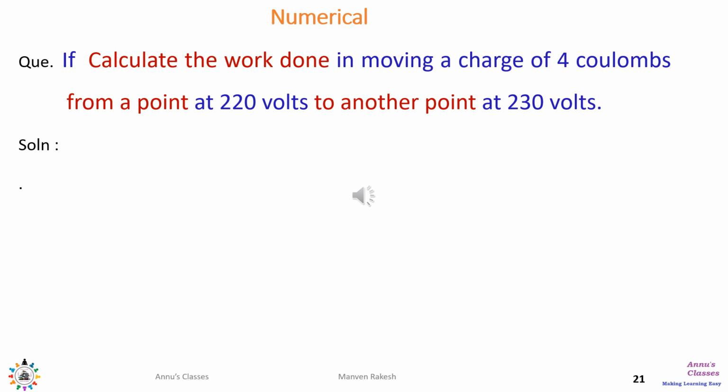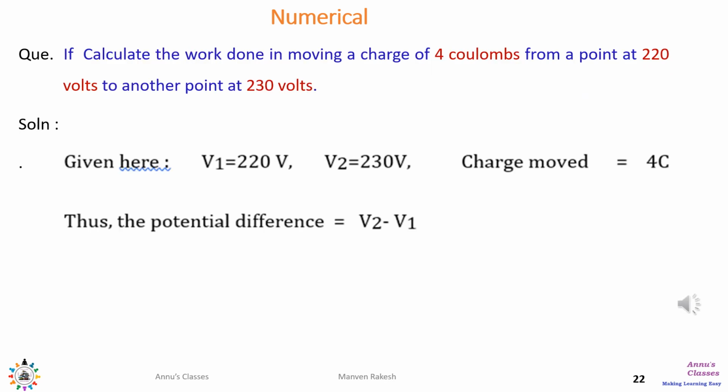So we have now come to solve one more numerical. Calculate the work done in moving a charge of 4 coulombs from a point at 220 volts to another point at 230 volts. 3 data points and 1 task is given here. We have to calculate work done, that is the task. Data points: charge is 4 coulombs, that is Q. V1 potential is 220 volts and V2 is 230 volts.